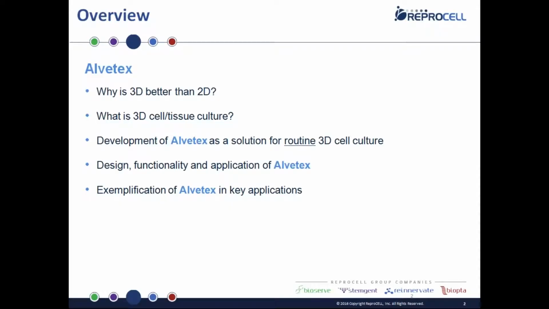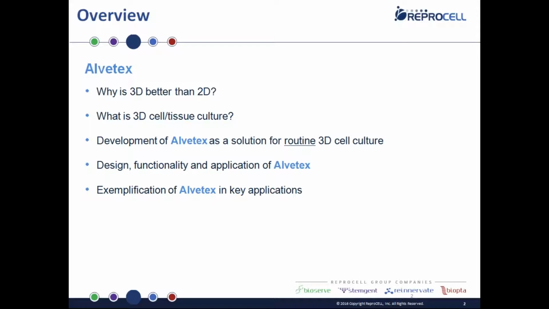So we will go through different sections. First, I will go a little bit into explaining what is 2D culture and why 3D is better than 2D, D being for dimensional. A bit more details about what we mean by three-dimensional cell culture, and why the company has developed Alvetex in particular as a solution for routine 3D cell culture.